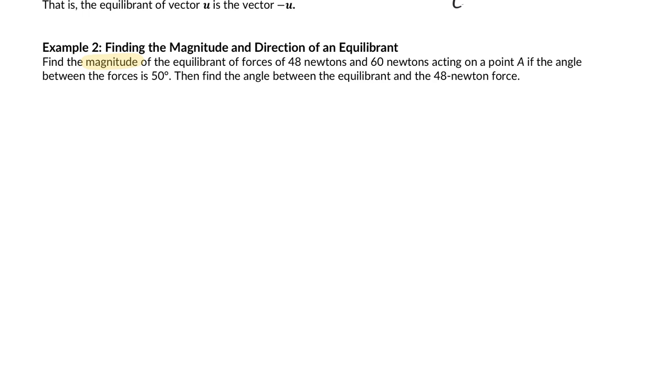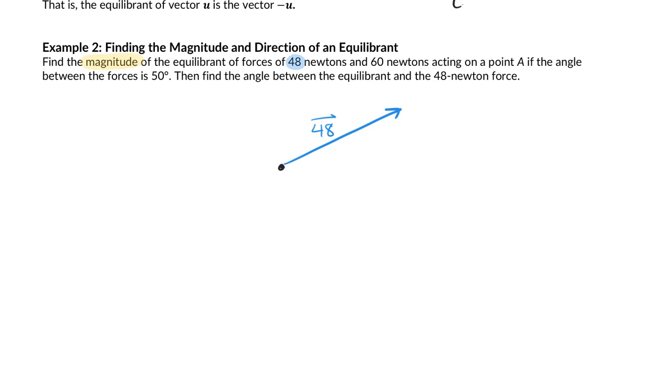So it says there are two forces of 48 newtons and 60 newtons acting on a point A if the angle between the forces is 50 degrees. Okay, let's see if we can do this one. What is the first force? 48. And I'm going to draw it going a particular way this time because I know what's coming. Let's have that 48 be acting on the point and go this direction. So we'll just put 48 right here, the vector worth 48.